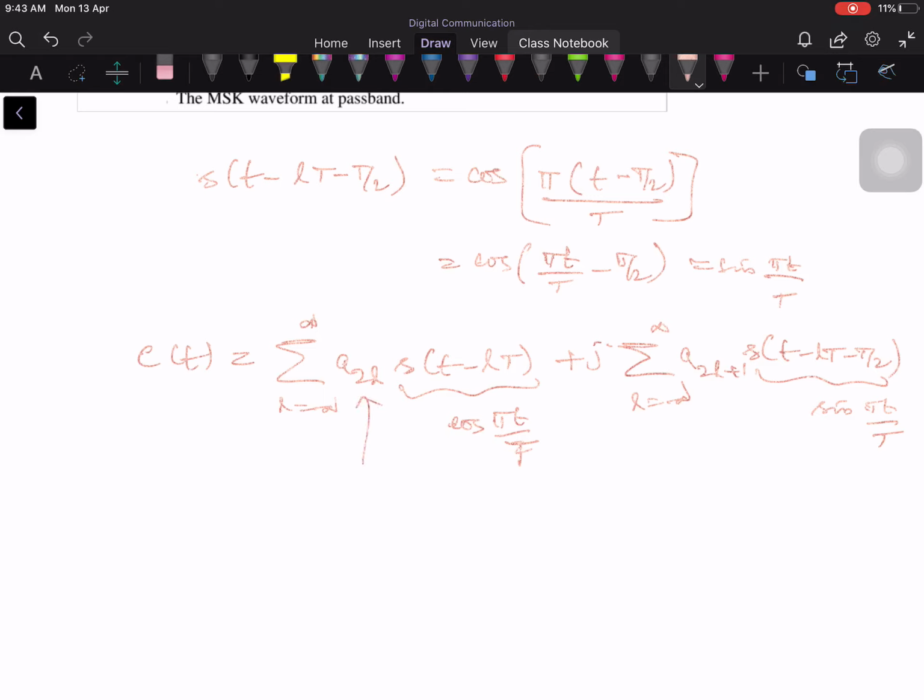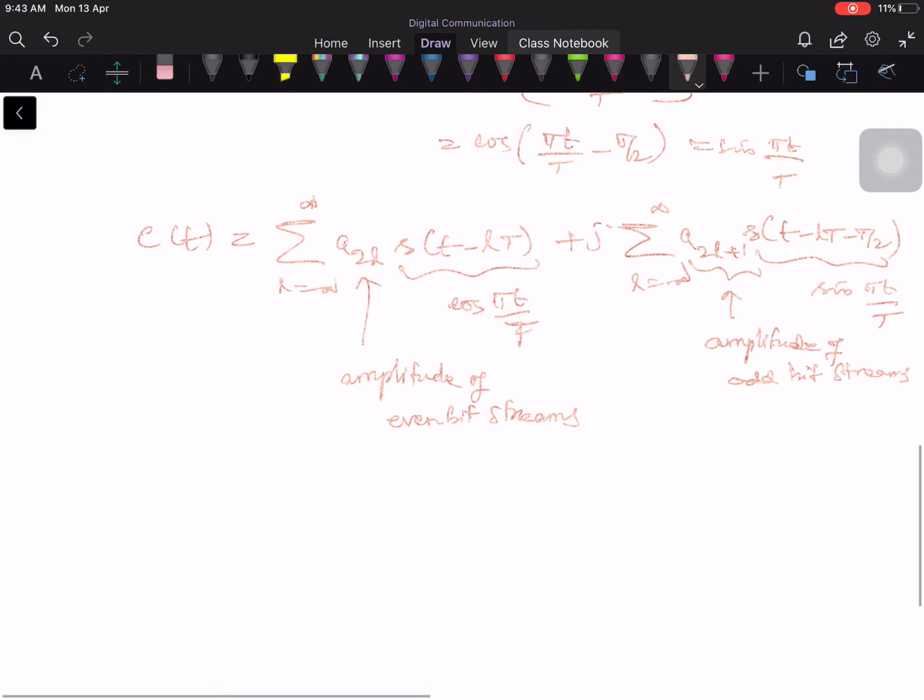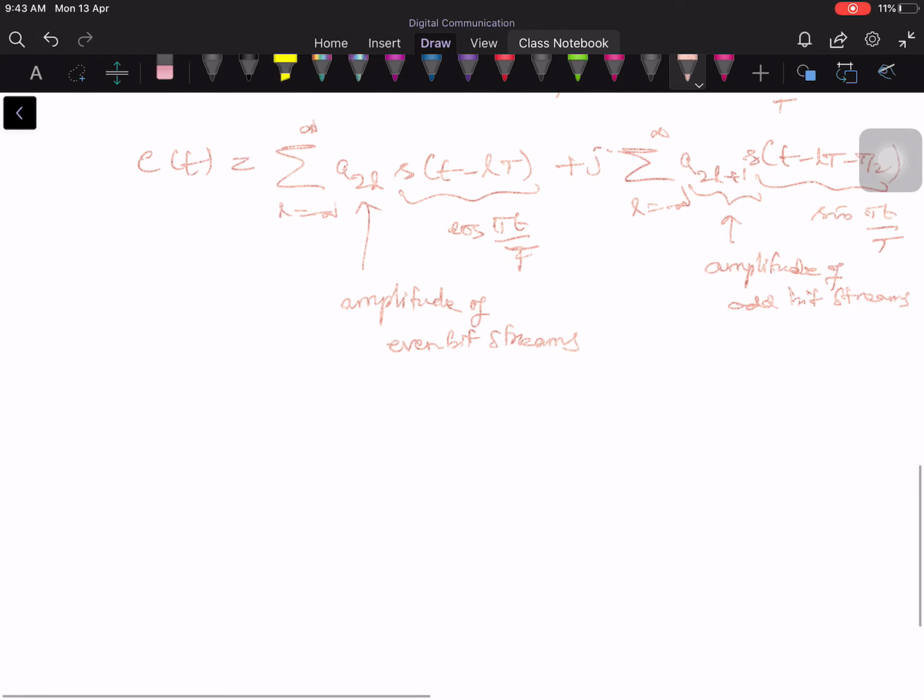And this is the amplitude of the even bit streams, and this is the amplitude of the odd bit streams. Therefore we defined either the amplitude is plus A or minus A.